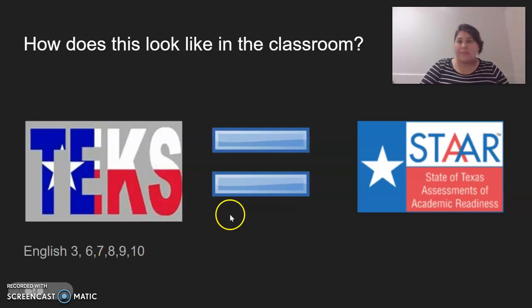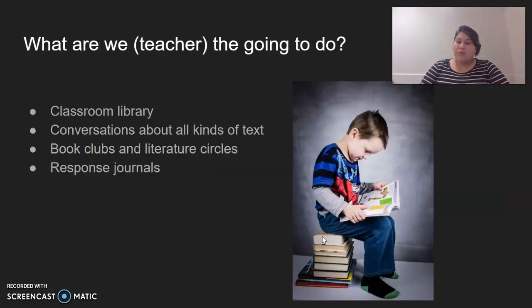Each one of these accumulates to a couple of questions on the STAAR test. So what are we going to do in our classrooms to better prepare your students for the STAAR test next year? How are we going to learn from last year's students so that we do not make those same mistakes? And what strategies are we going to incorporate? The first strategy that we incorporated this year was a classroom library.